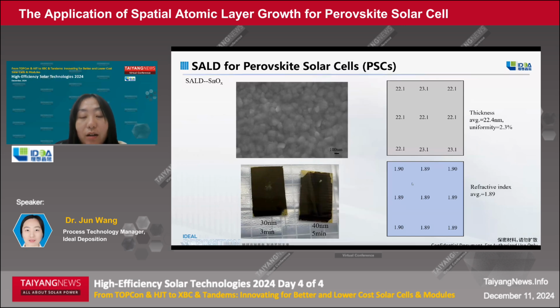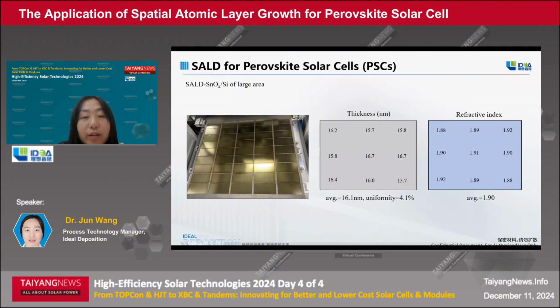The coating non-uniformity of a 300 millimeter by 300 millimeter area is 2.3%, and the refractive index of the tin oxide layer is about 1.9. Here we see the overall coating area is about 1.1 meter by 1 meter on silicon substrate. The coating thickness non-uniformity is about 4.1%, and the average refractive index is 1.9 as well.